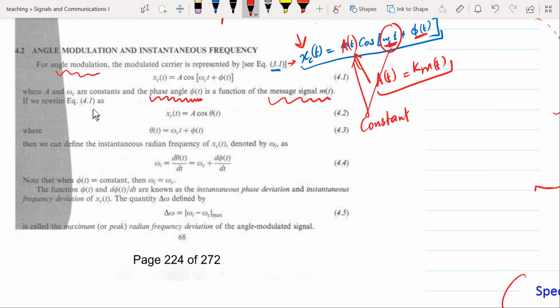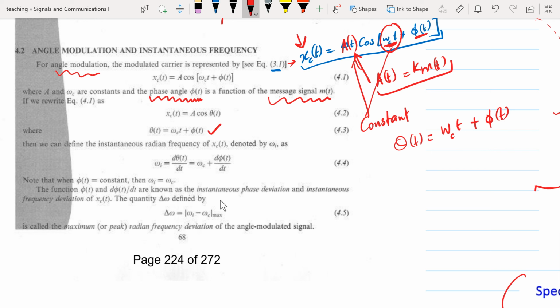Therefore, we can write equation 4.1 as 4.2, in which case the theta of t is a function of omega c t, where omega c is the carrier frequency, and the phi of t, where phi is the phase angle of the message. And of course, that is written in equation 4.3.